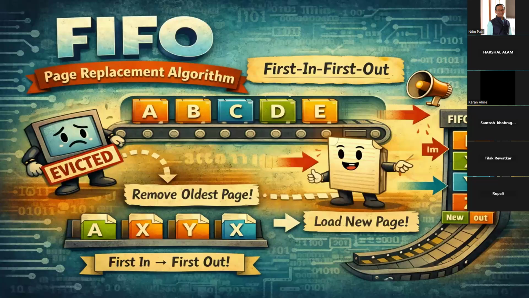When memory is full and a new page arrives, the system removes the oldest page and then inserts the new page. This algorithm is easy to understand and implement. However, it does not consider whether a page is frequently used or not. It simply focuses on the order of arrival. Now let us take an example.